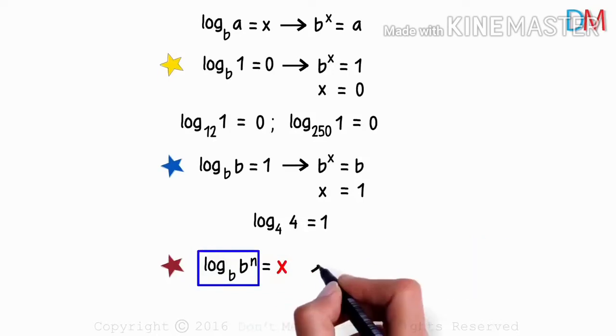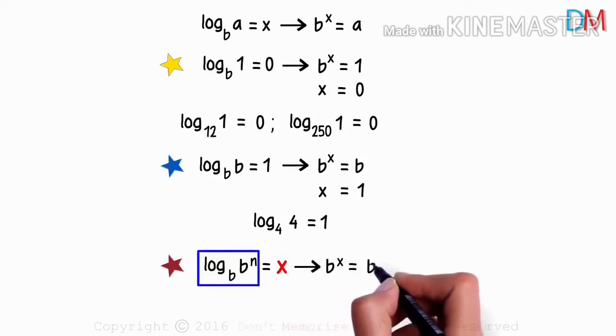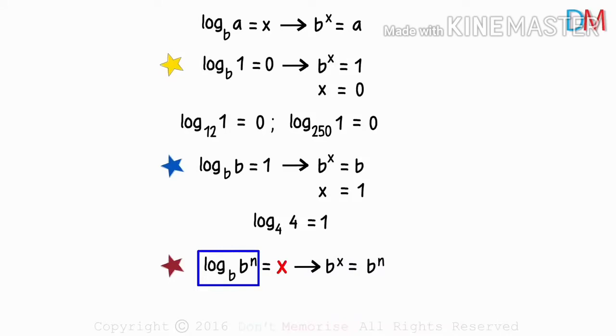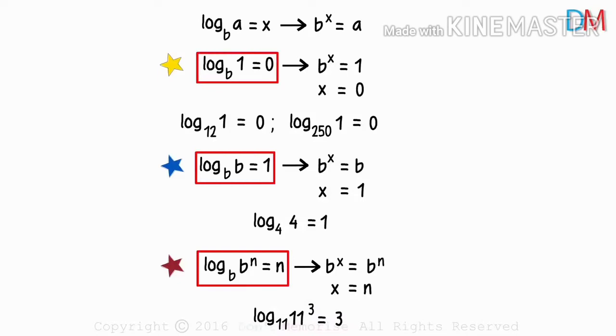It is written as b raised to x is equal to b raised to n. It's pretty clear. X has to be equal to n. So the log of b raised to n to the base b will equal n. An example would be log of 11 cubed to the base 11 will equal 3. So these are the three fundamental properties of logarithms, and we don't really need to remember these as they can be easily derived. Along with the properties, there are a few conditions we need to know about.